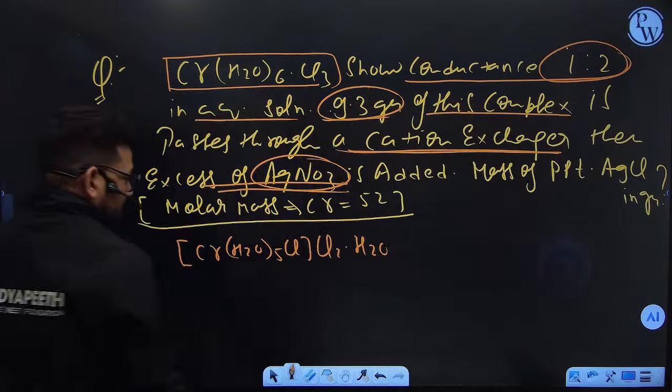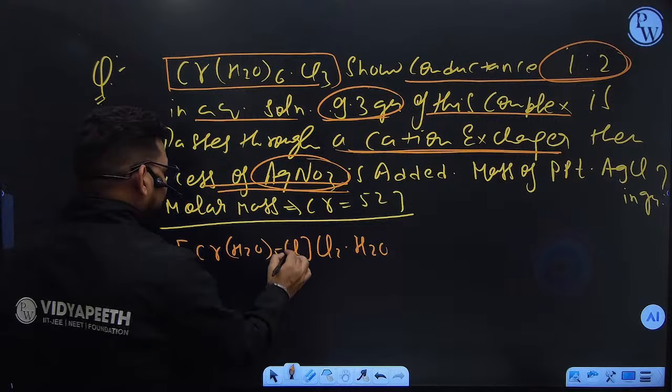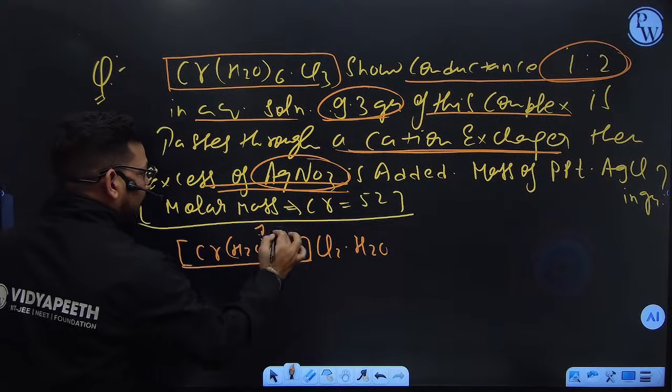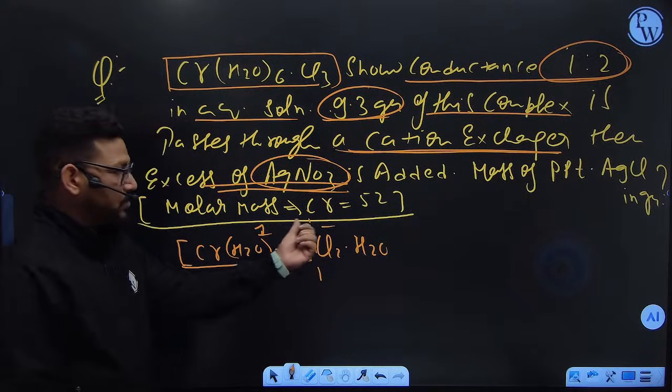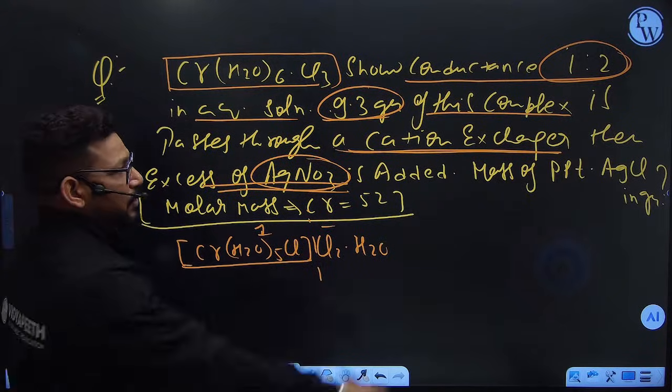So now this is the 1:2. You can see here this complete complex is 1, and when this is getting decomposed, then it is 2 ions, so it is 1:2. It is written actually in the numerical, you can see here.